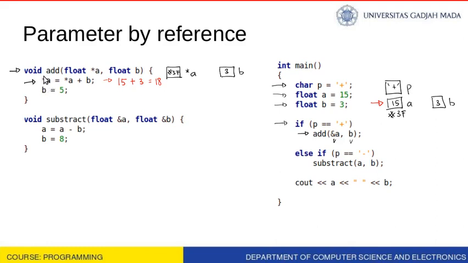So because this is a pointer, then we have to put it in memory which is pointed by this. This is 3F, so it pointed to this 15. So it will be changed, the value will be changed into 18.